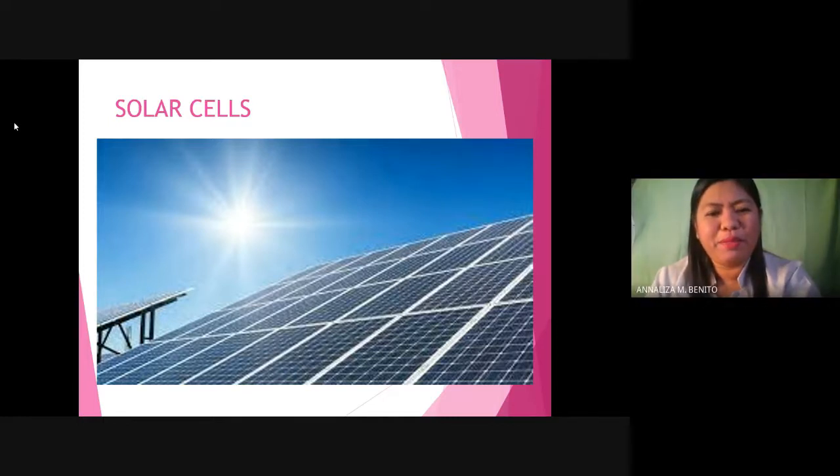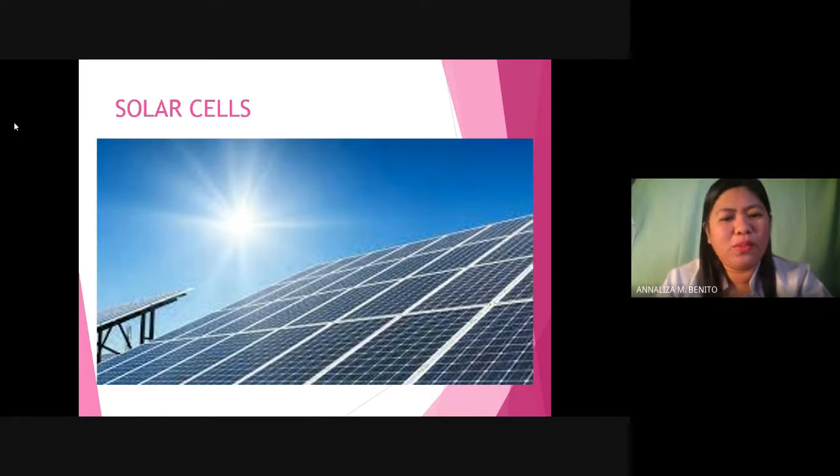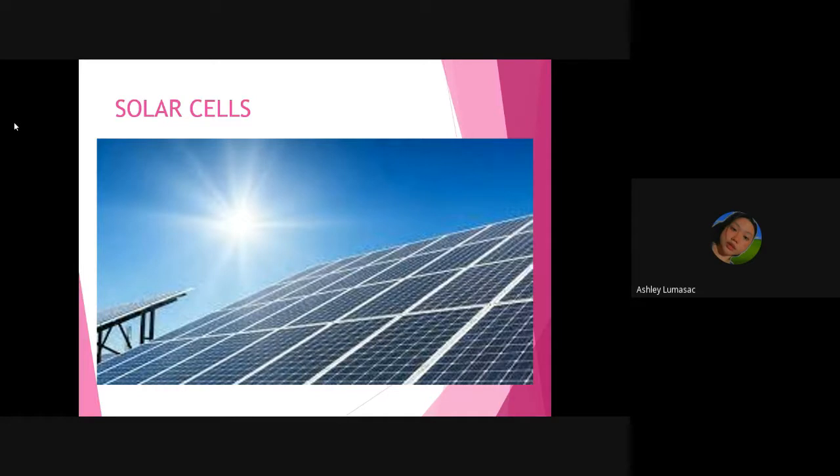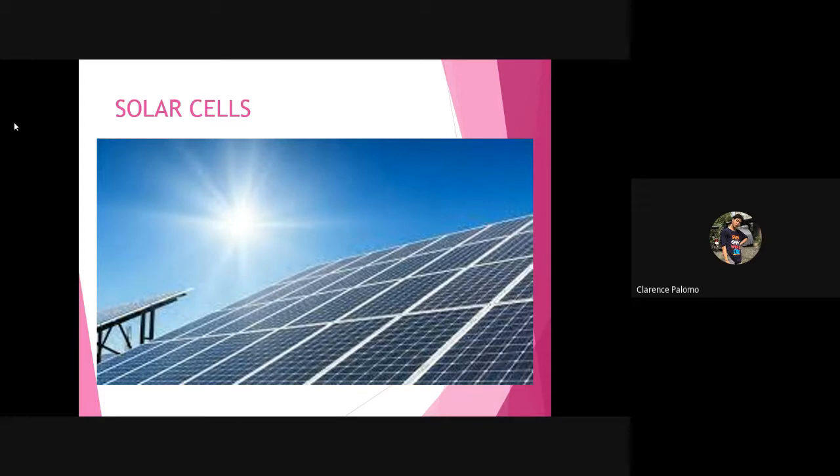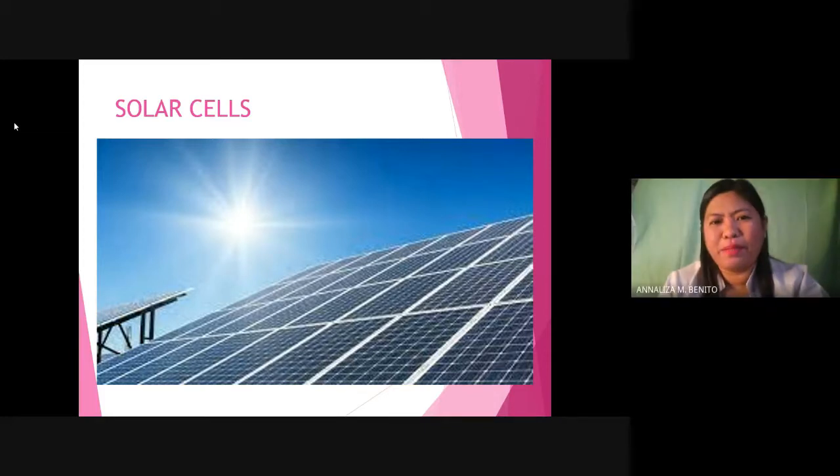Okay, what is the problem with the solar cells? Pag po maulan. Okay, when it rains? How about the others? Clarence, what do you think is the problem with the solar cells? Kapag may araw lang po siya magagamit. Only when there is sun can it be used.